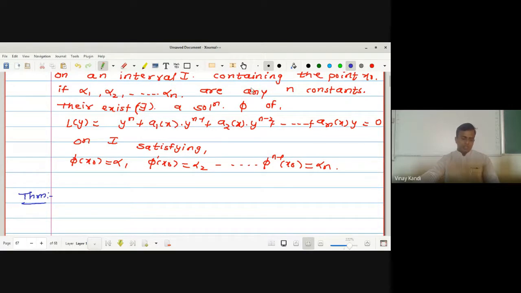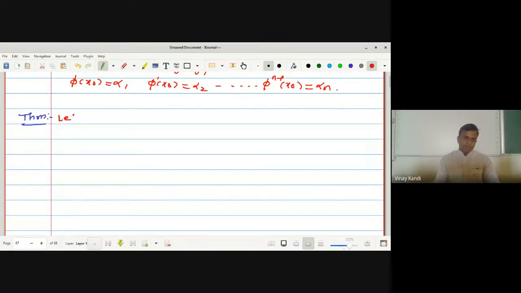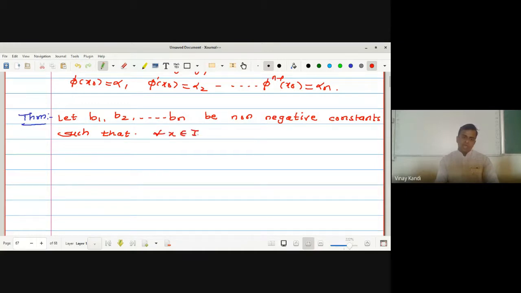Okay, now the next theorem is: let b1, b2 up to so on bn be non-negative constants such that for all x belongs to I, this function ai of x, mod of ai of x is less than or equal to bi, for all x belongs to I, for i running from 1 up to n.